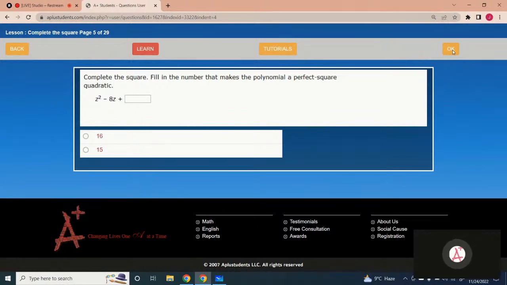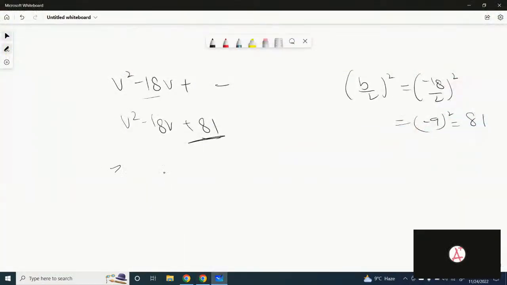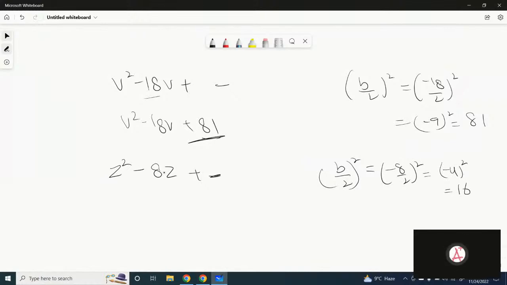Z square minus 8z plus the missing number. So you have to add (b/2) square. B is negative 8. Negative 8 over 2 is negative 4, squared. Negative 4 squared is 16. It would be z square minus 8z plus 16. Got it? So the value you need to add is 16.